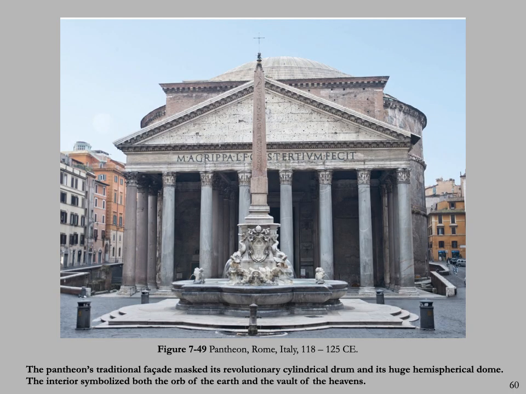I'm going to go back here to the front. You'll notice the text on the front of the building. It translates to Marcus Agrippa made this. So the site of this Pantheon was where another temple had been burnt down. And unlike what we just talked about after Nero, Marcus Agrippa was more respected.